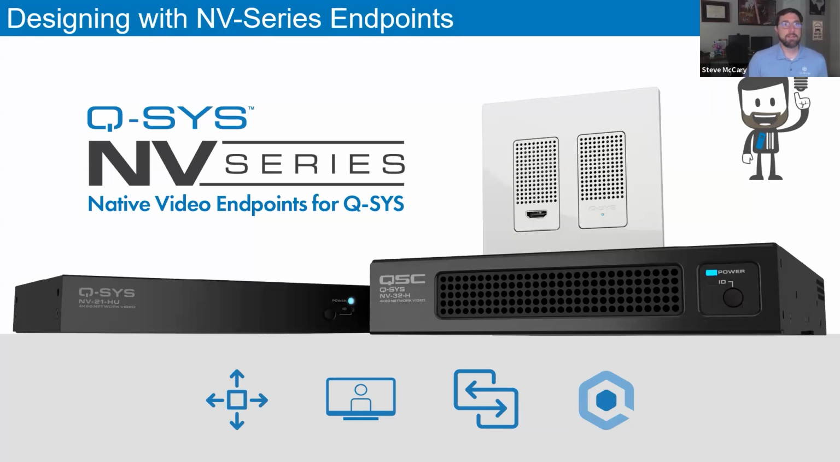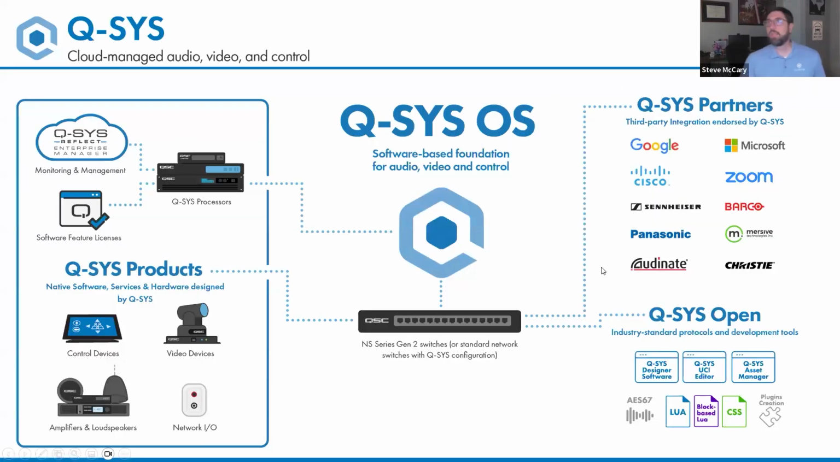So let's start off the way we always start off. For anybody that might be a little new, we always talk about the Q-SYS OS, and now that we're getting even more endpoints for our NV series, this really begins to leverage the power of why we call this an ecosystem. It's not just a product; it truly is an ecosystem. So we've got our Q-SYS OS. This is the brains of what we're doing here, our software platform.